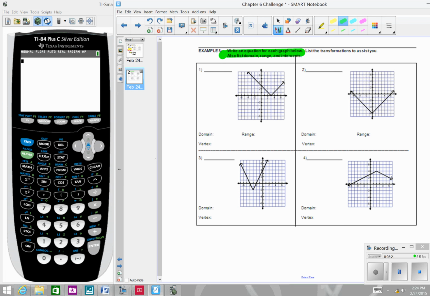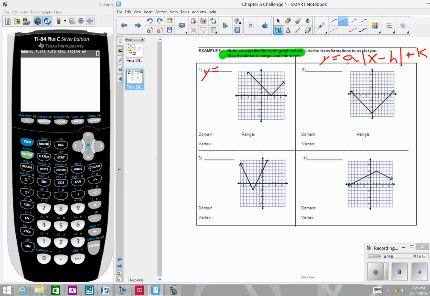Okay, write an equation. So if I want to write an equation for this, I need something that says y equals. So y equals. Good. So if I have y equals, it's going to have my absolute value. Now, if you remember, my general form is y equals a times the absolute value of x minus h plus k.